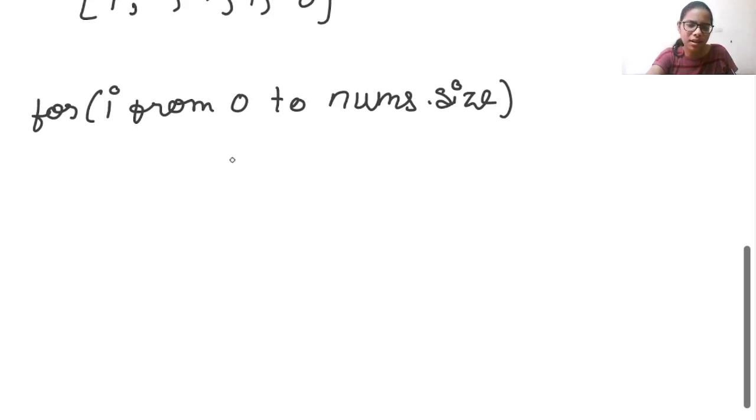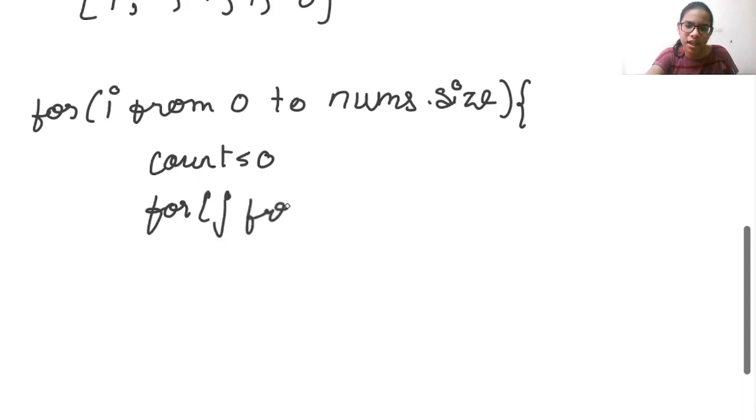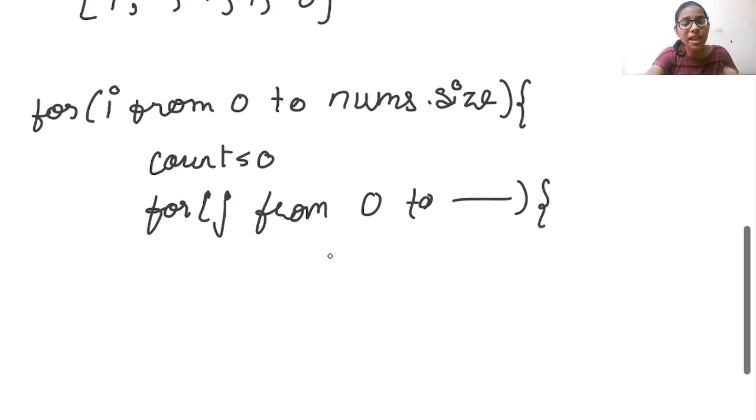But before we run one more loop, we need to have a counter, which is equal to 0. And then we need to run a loop for j, from 0 to nums.size. Now j should not be equal to i.